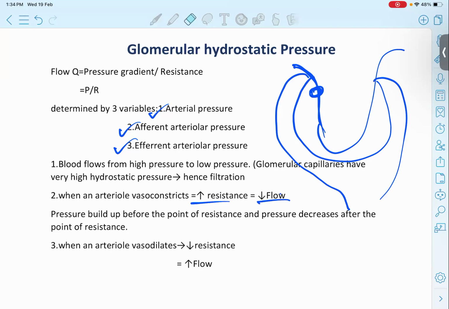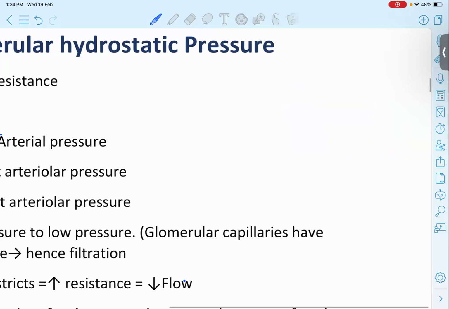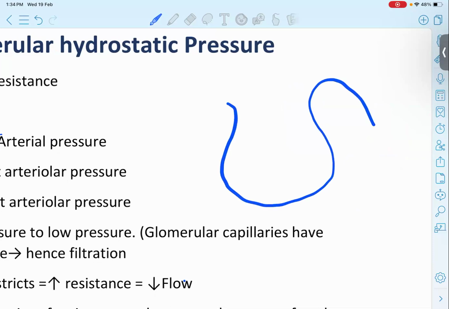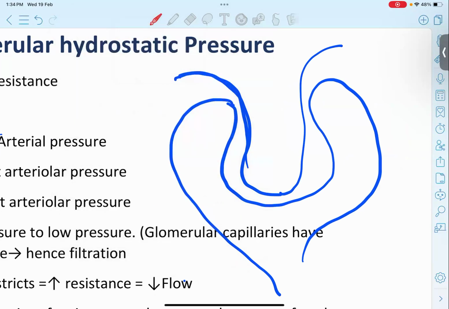And one more thing I want to show you here. You need to understand this thing. Okay, this is afferent arteriole and this is efferent arteriole. Now, suppose blood will pass through the afferent. And now suppose there is a vasoconstriction in the afferent arteriole. What is going to happen to the filtration?